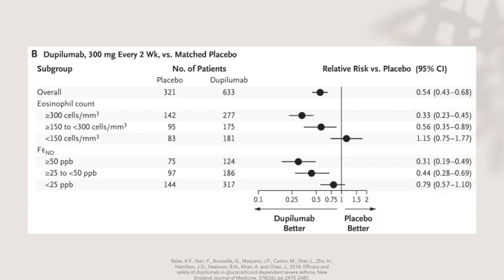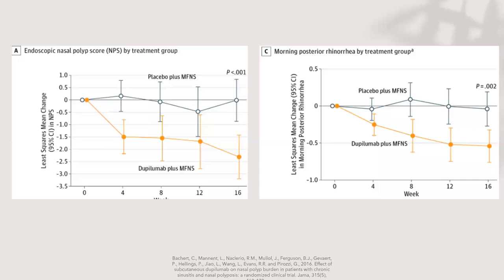Why did I mention the nasal polyps? The nasal polyps are important because they actually did a trial in patients who had chronic rhinosinusitis and nasal polyposis, and they randomized them to placebo and dupilumab, and there was a great response with the use of dupilumab. They have their own scales in terms of nasal polyp severity and posterior rhinorrhea, and obviously those were much improved in patients who received dupilumab.